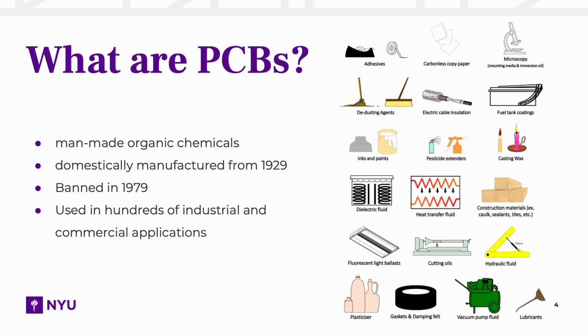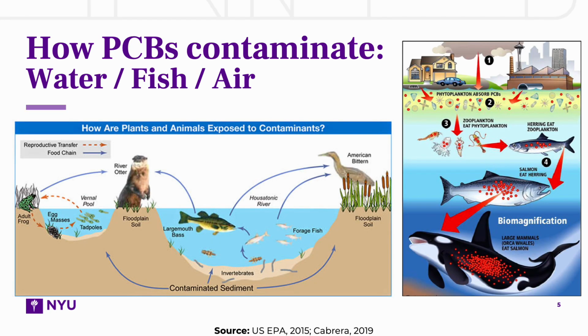PCBs are synthetic chemicals once widely used in industry. Although banned in 1979, they persist in the environment due to their stability and resistance to breakdown. PCBs leak into the environment during manufacturing and disposal, then settle into sediments.